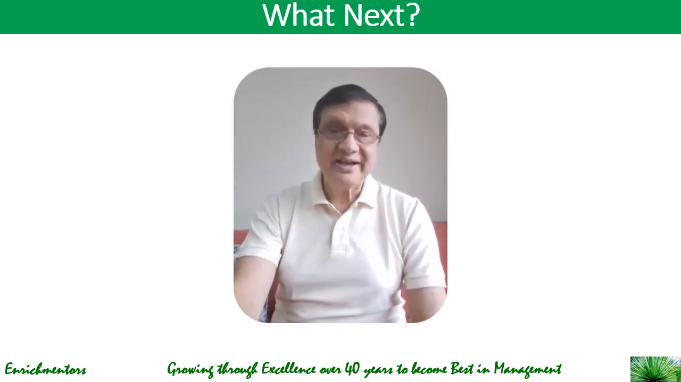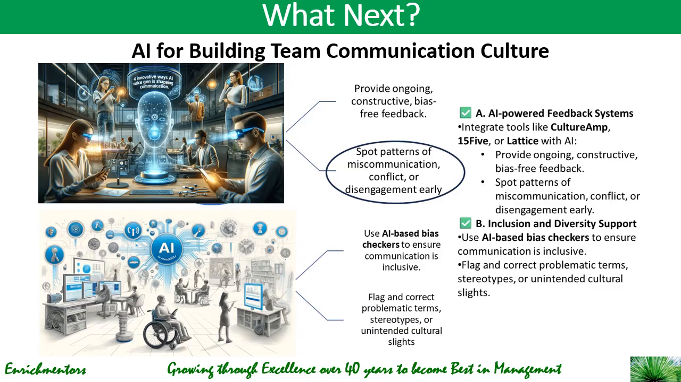So what do we do next now? In the next lecture, we will take a look at the second part of using these tools like CultureAmp, 15.5, and Lattice with AI, of spotting patterns of miscommunication, conflict, or disengagement early. The key word is early. Earlier you do it, better your team culture stays.